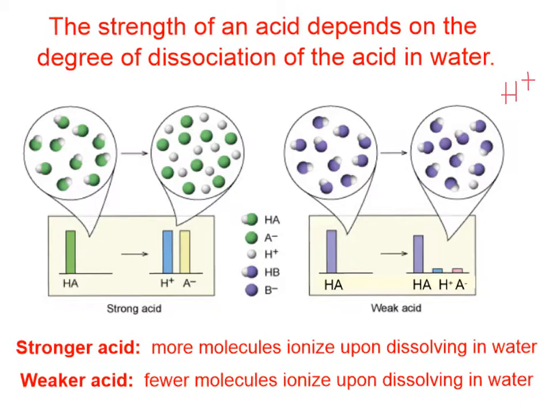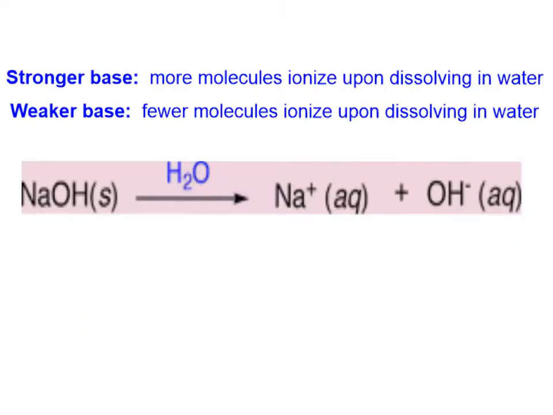A weaker acid, on the other hand, this would be an example of a weaker acid, the initial molecule, when it is dissolved in water, will have fewer molecules that are going to ionize or dissociate. And you can see that here, this is a very weak acid because most of that molecule doesn't ionize or dissociate into those respective ions. Most of it stays in that initial molecular form.